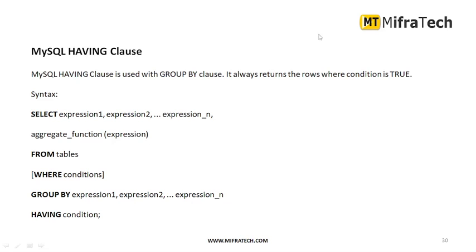Having clause: when we use group by, then we go on to having. Select expression 1, 2 or more columns. It always returns the rows where the condition is true.